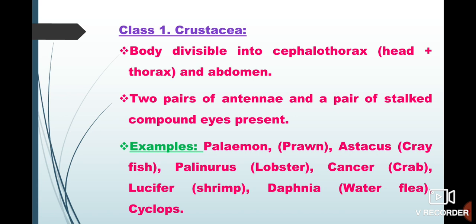Examples of class Crustacea are Palaemon, also known as prawn, and Astacus, also known as crayfish. They also include Palinurus, and Cancer, also known as crab. Lucifer is there also, and many other examples are there. Daphnia is also there. Now let's see the second class.